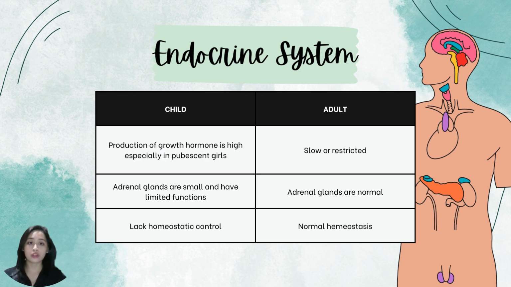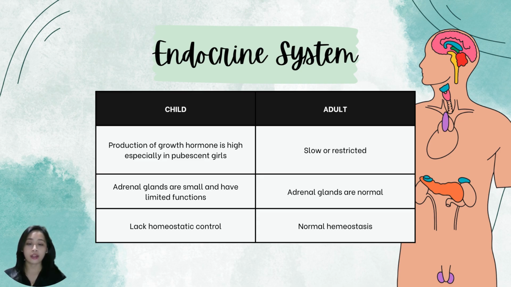Moving on to the endocrine system, in a child the production of growth hormone is high, especially in pubescent girls, whereas in an adult it's slow or restricted. The adrenal glands are small and have limited functions, whereas in an adult the adrenal glands are normal.